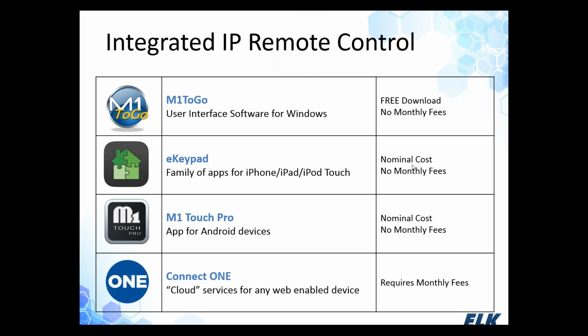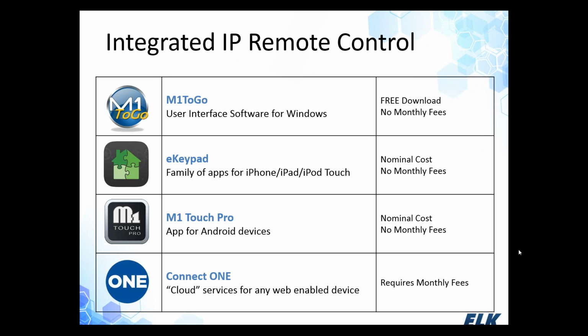And here on the right-hand side, we've actually got some different things to actually do it with. Now, here's different ways we can actually go in and remote control the M1 itself. M1 to go is a Windows type idea. It's a free download. There's no monthly fees. It can run on any Windows type device. You can put that on a USB drive and take it with you. eKeyPad works on iPhones, iPads, iTouches.